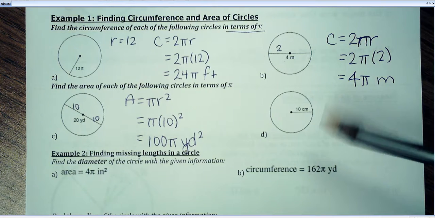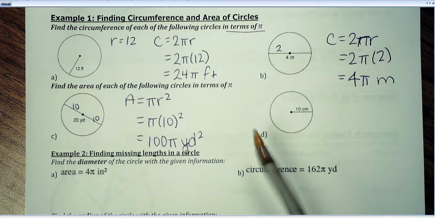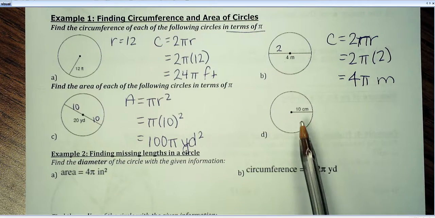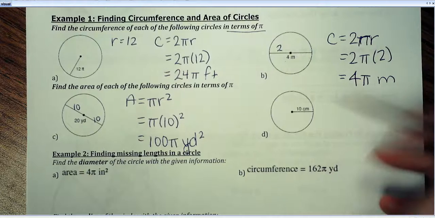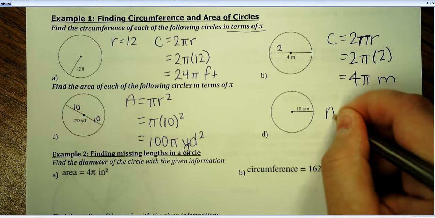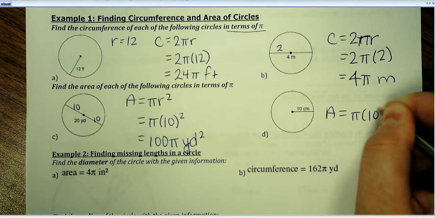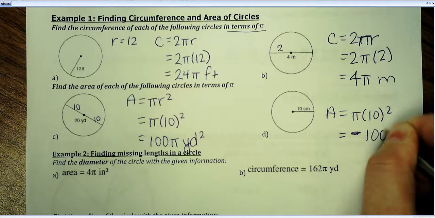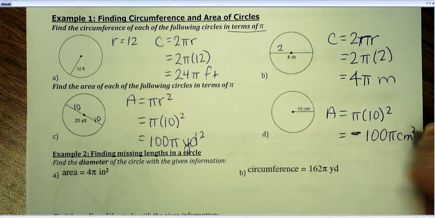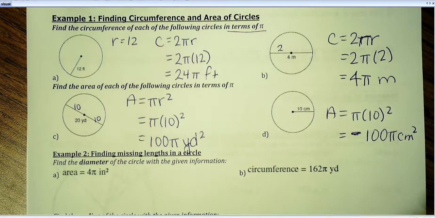And actually, this circle and this circle end up having the exact same area in terms of a number, though not in terms of units. The radius here is 10, so it's exactly the same thing we just did. However, 100 pi, this one would be centimeters squared, because we have some different units there.